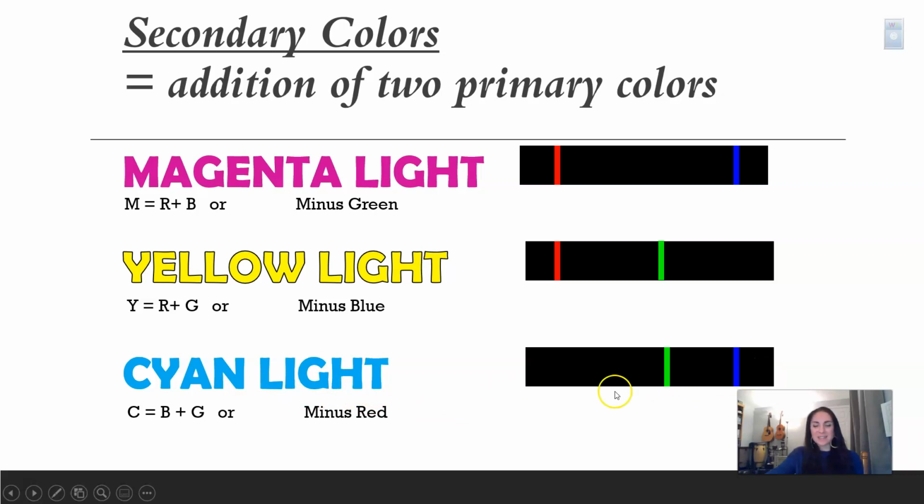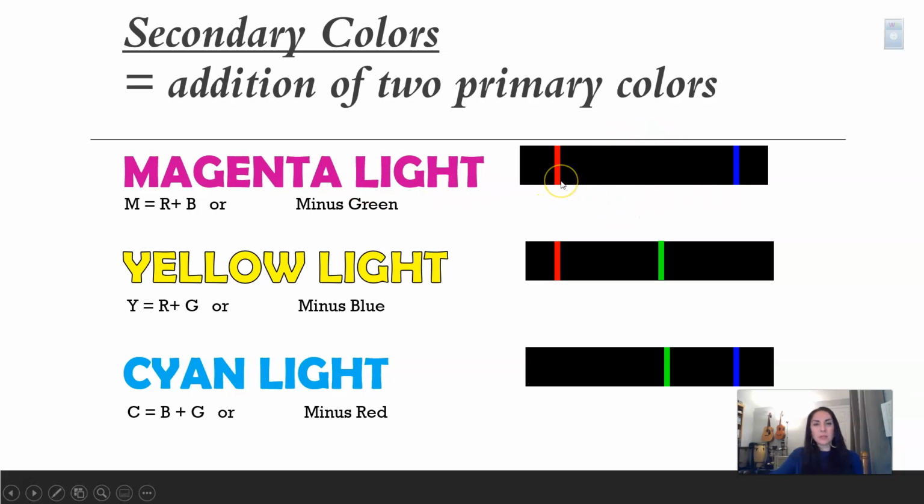Like cyan, a light blue, is mixed by a dark blue and a green. I can kind of get this one. Yellow just doesn't make sense to me. But notice that basically magenta light is all three colors except for green.